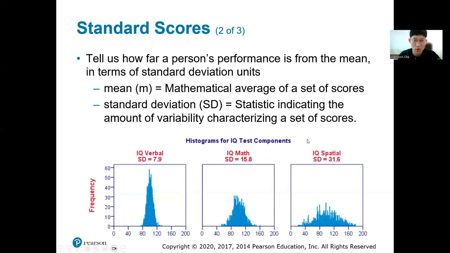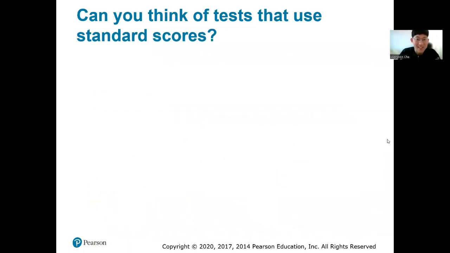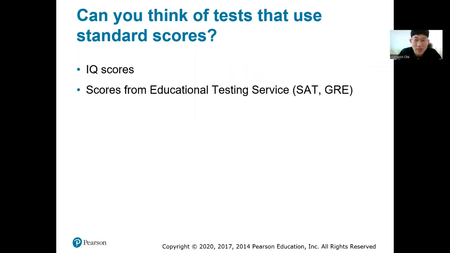IQ standardized scores. Can you think of tests that use standard scores? Well, IQ scores and scores from Educational Testing Service like SAT and GRE. What do they have in common? They are, again, to select a few applicants or to see the relative performance or standing of the test takers. And most of you who have taken the SAT, I think you have high scores because not everyone came to the Ohio State University. So these standard scores, again, show one's relative standing or performance compared to others.